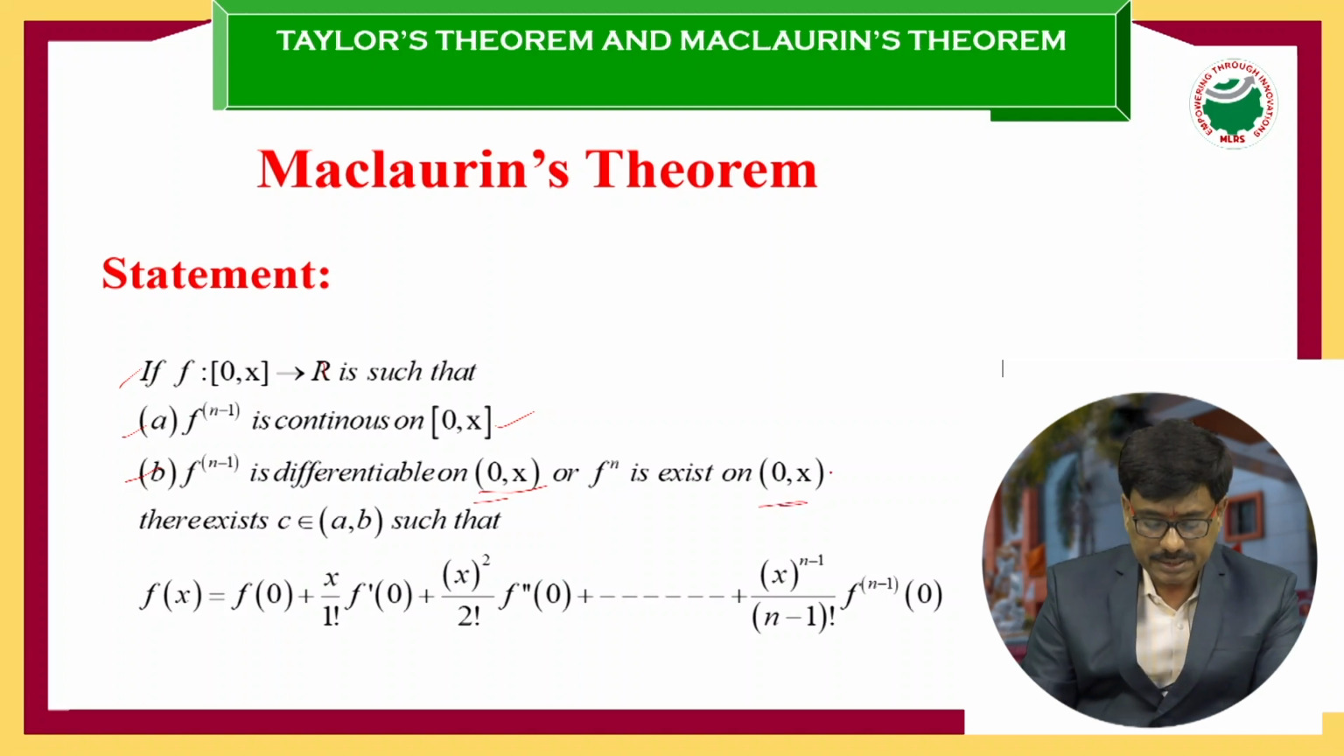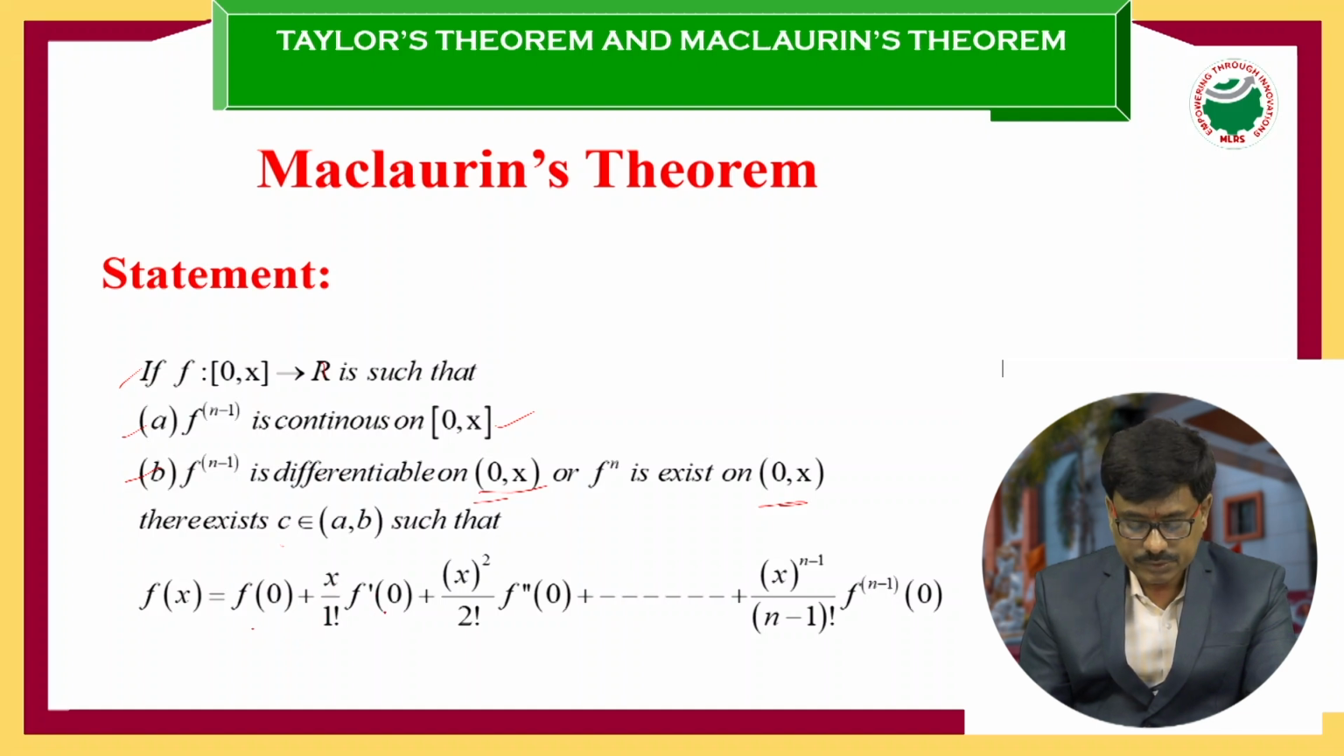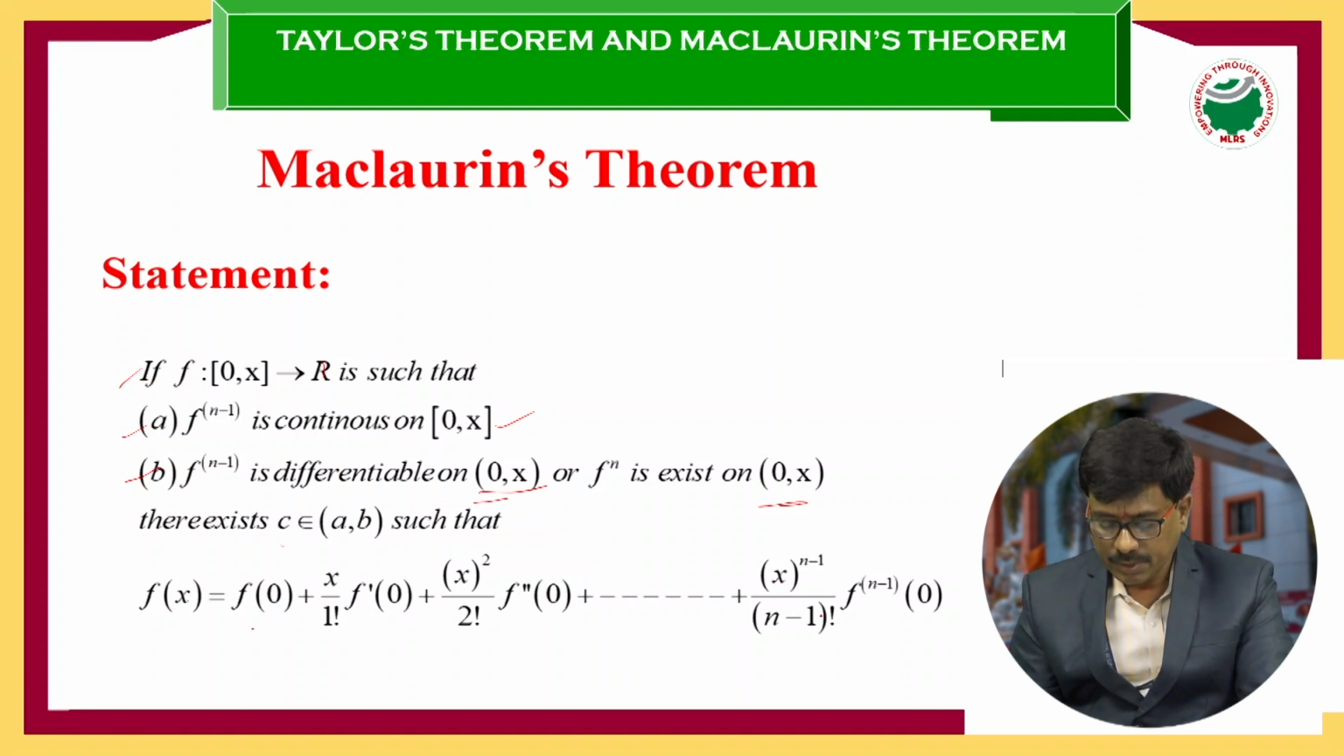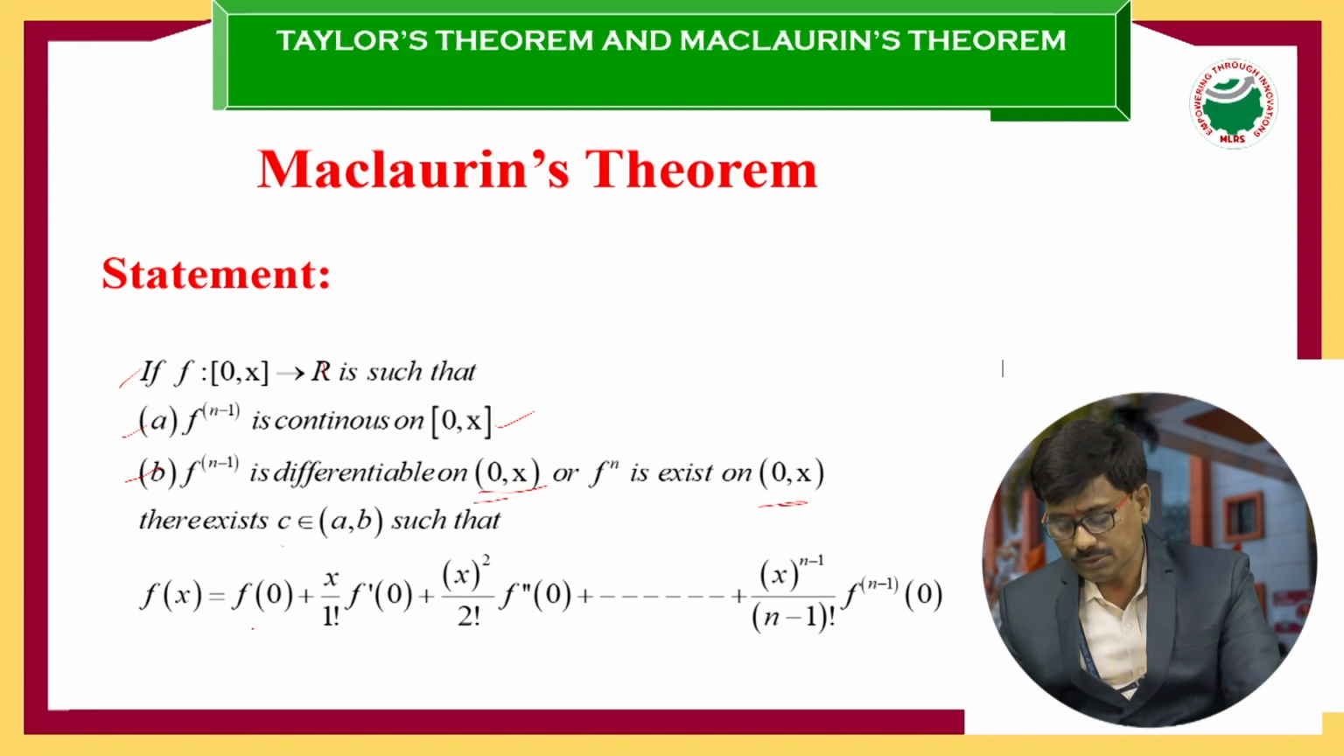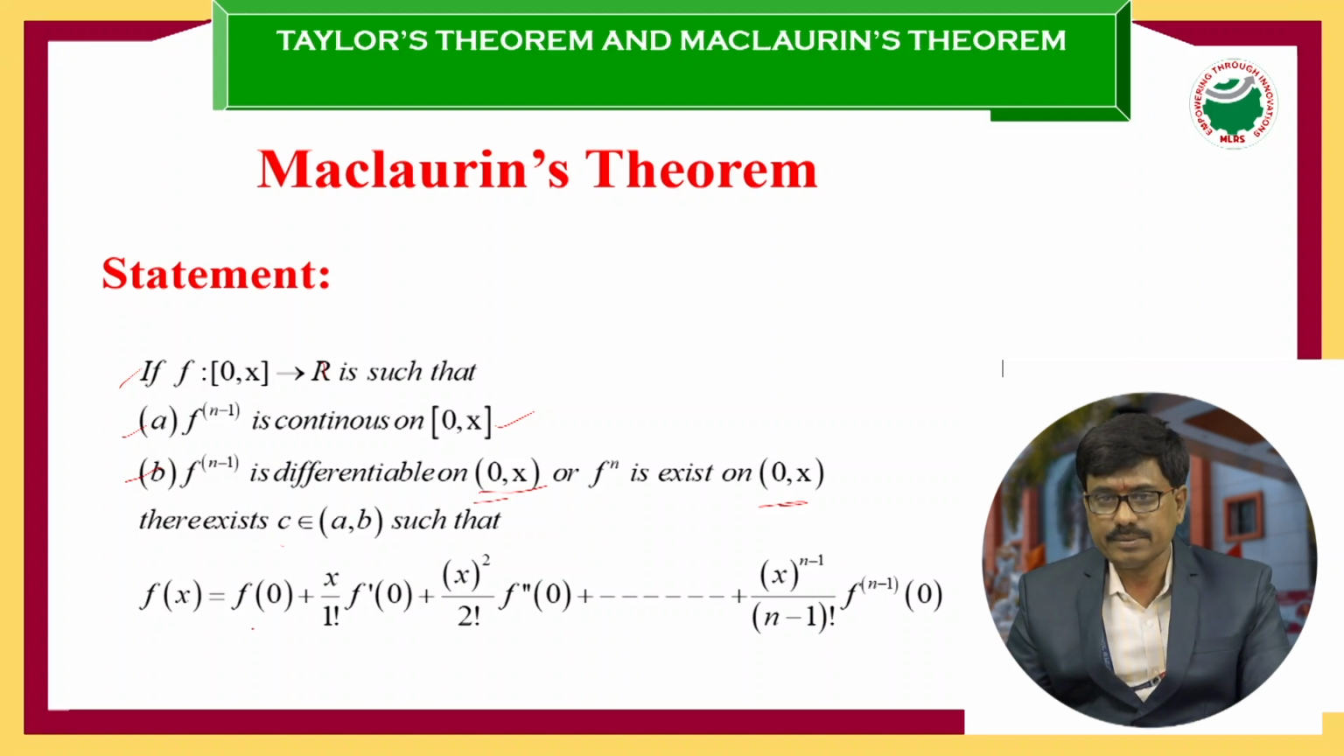such that f(x) = f(0) + x/1! f'(0) + x^2/2! f''(0) + and so on up to x^(n-1)/(n-1)! f^(n-1)(0). This is Maclaurin's theorem. Here we start the expansion of the function from the point 0.